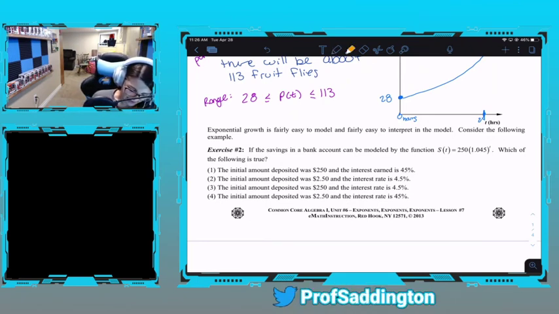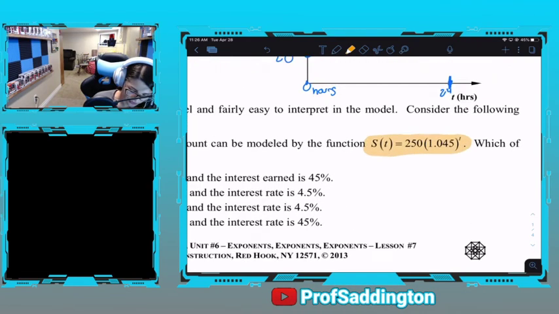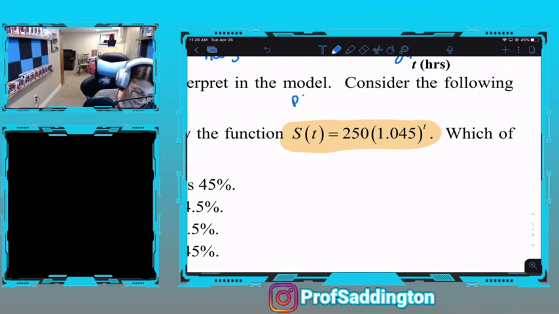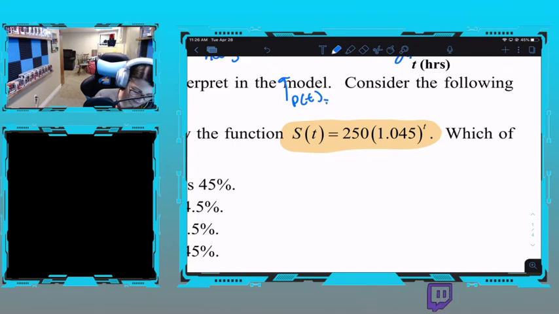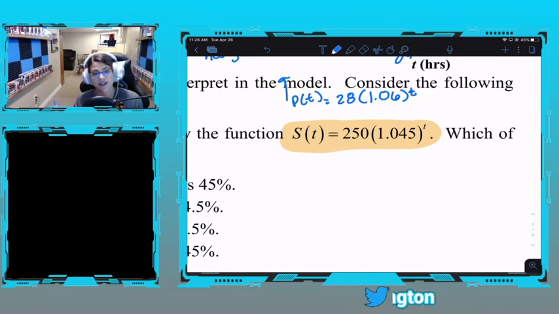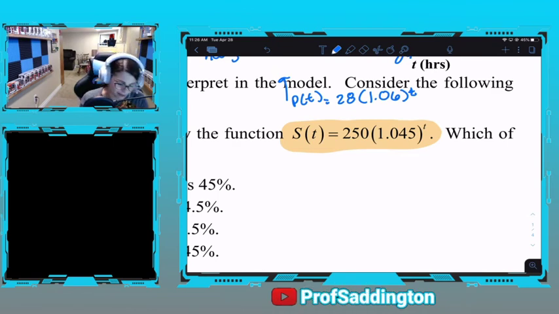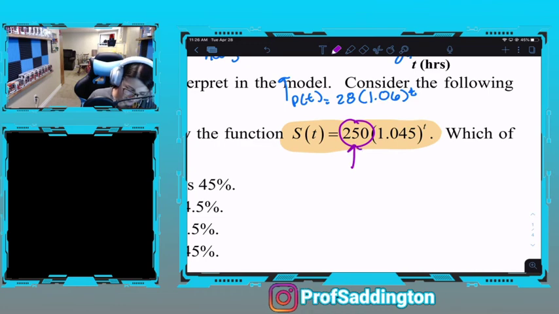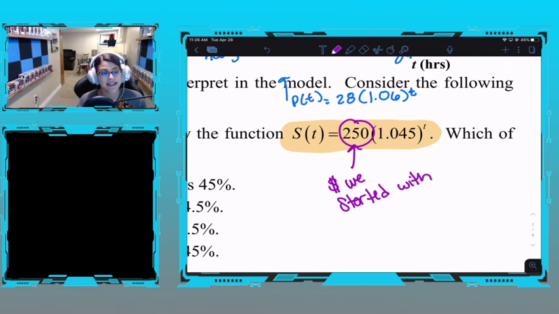So let's try another one. If a savings bank account is modeled by this equation, which of the following is true? So let's take a look at this. If we modeled this based on what we had above, so I'm going to write the one we had above: 28 times 1.06 to the t. That's what we were working with. Remember, 28 was the number of flies we started with. So if we're talking about a bank account, that means that this amount of 250 must be the money we started with, or the money that they initially deposited in the bank.